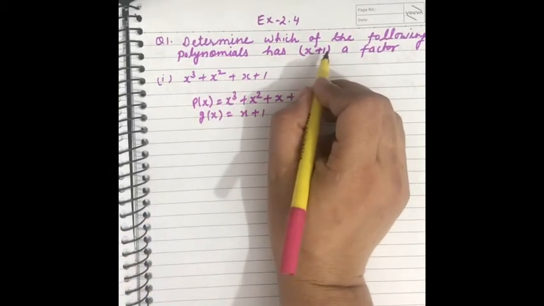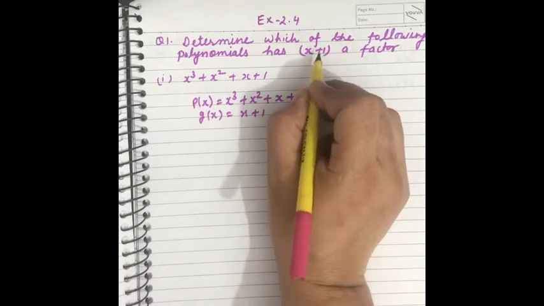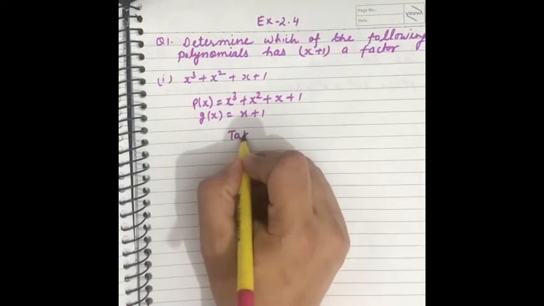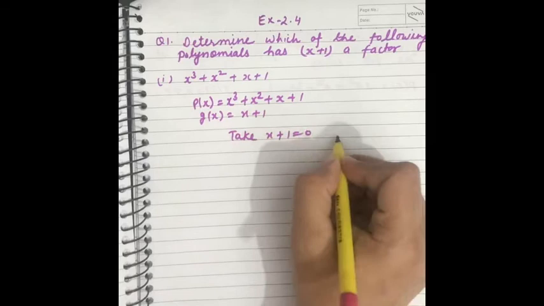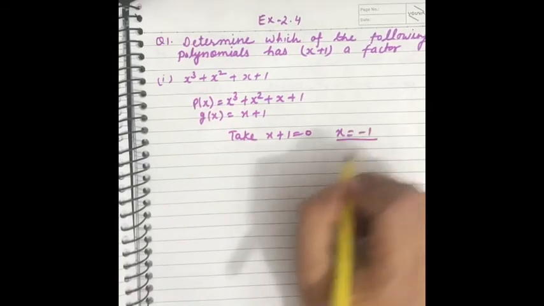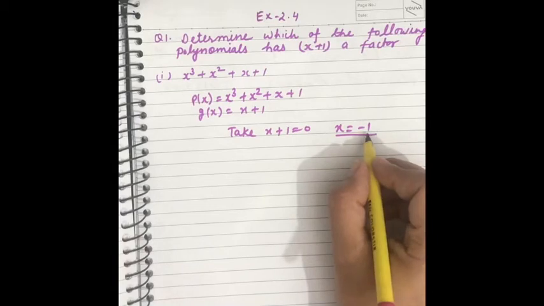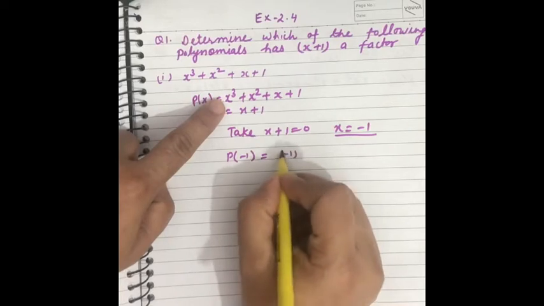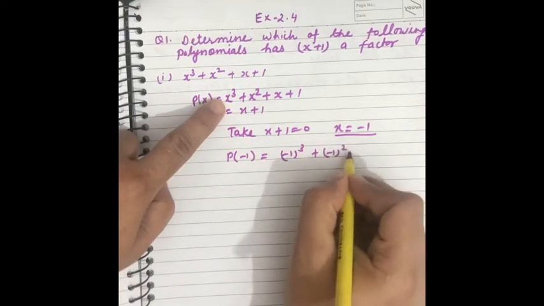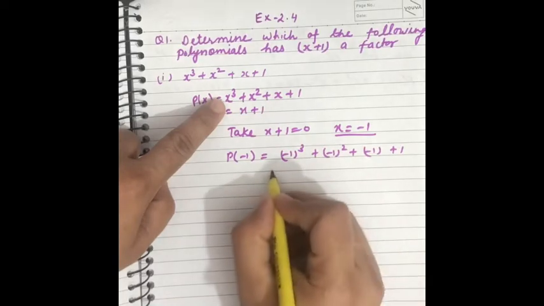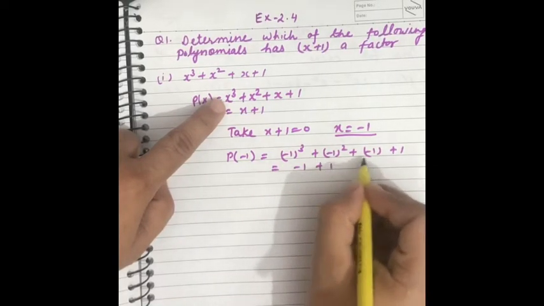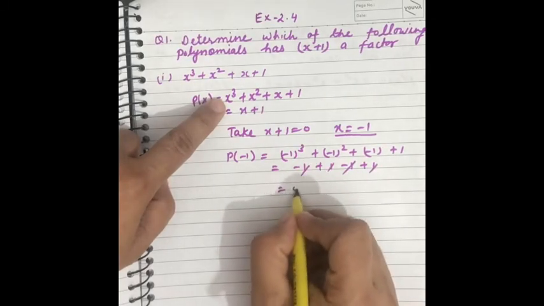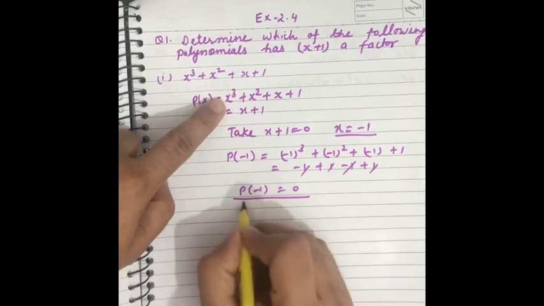If I apply the remainder theorem, recall the steps. What are the steps? Take this linear polynomial equal to 0. We'll take x plus 1 is equal to 0 and find the value of x. X is coming minus 1. We'll substitute this value in this polynomial. P of minus 1 will be minus 1 cube minus 1 square minus 1 plus 1, which is equal to minus 1 plus 1 minus 1 plus 1. Cancel and cancel, which is equal to 0. So the remainder is coming 0.